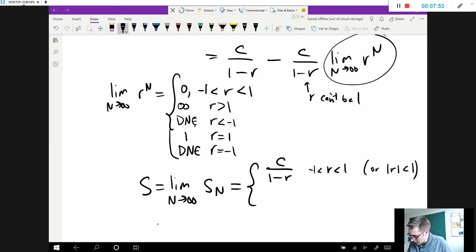And then what we'll see is for all of the other cases, it is going to diverge, because this limit is not going to exist or we will indeed be dividing by 0. And if you think about the special case where you're adding up 1 multiplied by itself over and over again, you'll see that it does indeed diverge.